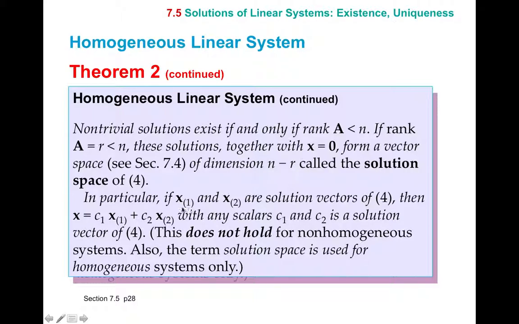In particular, let's look at an example. If we have a vector x1 and a vector x2 and they're solution vectors, then a linear combination of those two with any scalar is also a solution vector. It's important to note that this does not hold for non-homogeneous systems. Also, the term solution space is only used for homogeneous systems.